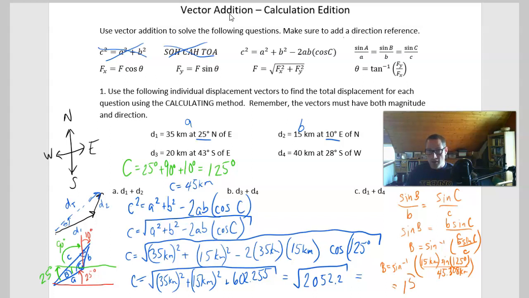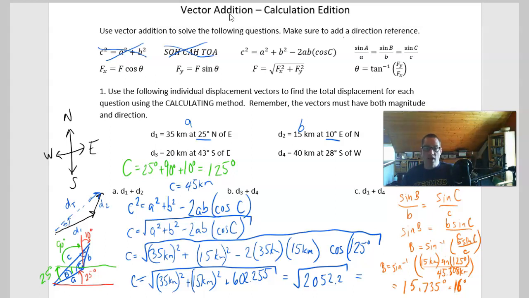Whoa, sorry, lost focus there. That gives me 15.735 degrees, which is close to, I guess, 16 degrees. Okay. And so it'd be 25 plus 16 would be how far from the east.